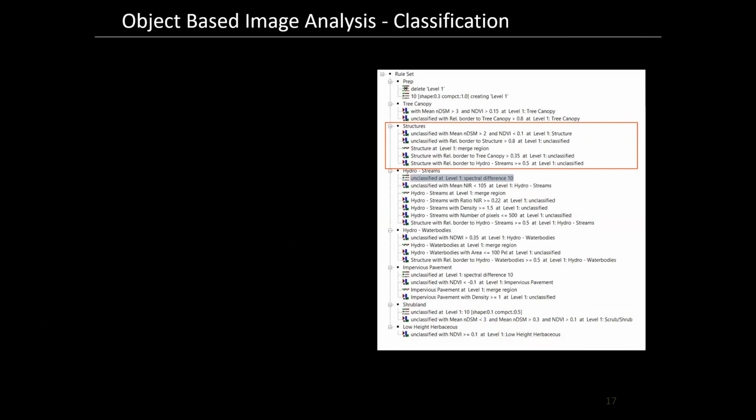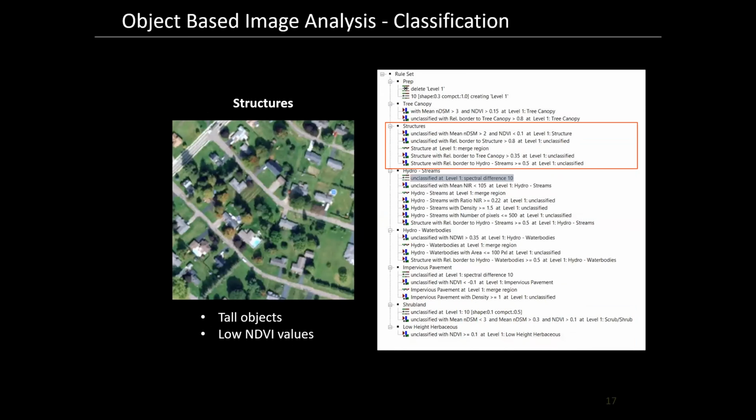So moving on to the next class, structures. So structures, like tree canopy, tend to be high, tall objects. But unlike the vegetation and tree canopy, they have very low NDVI values. So pairing the NDSM and pulling out the tall objects with a low NDVI value is a good way to extract the structures within the imagery.